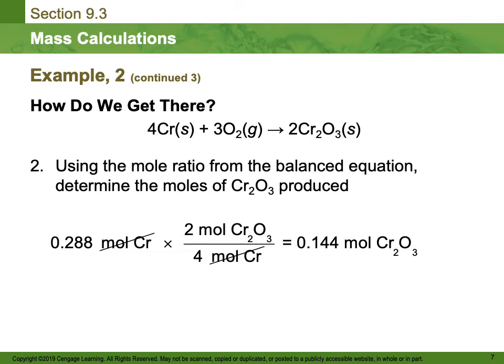And remember, the mole ratio comes from the balancing. Whatever you're trying to find always goes in the numerator. Whatever you're converting from goes in the denominator. And that leaves us with, so we basically multiply 2, divide by 4. That's basically dividing by 2. And we end up with 0.144 moles of chromium-3 oxide.